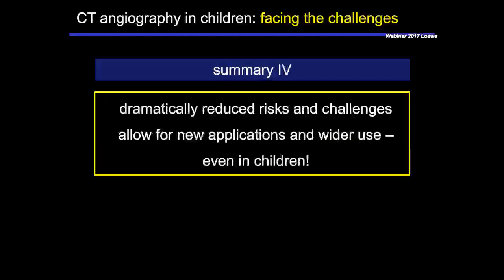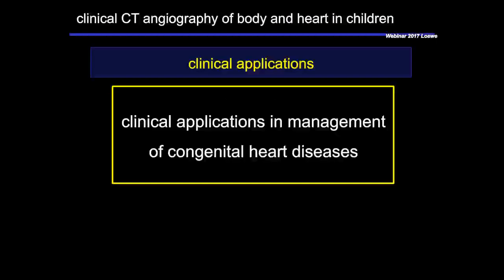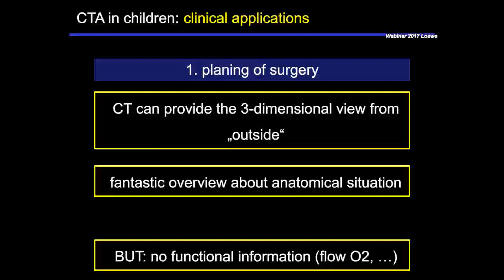And of course, these allow for new applications and wider use. And I will just show you in a few examples that even congenital heart disease in not yet operated children becomes a field for CT, and the cardiac surgeons really start to love CT because CT is very easy to read, and it provides the total overview of even complex anatomical situations, and they don't get this anatomical information from MR or from angio.